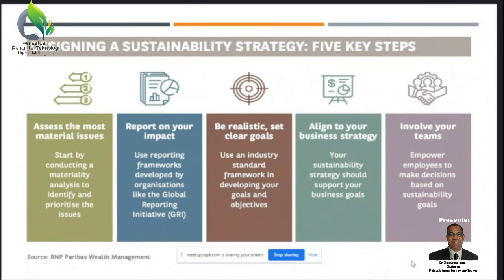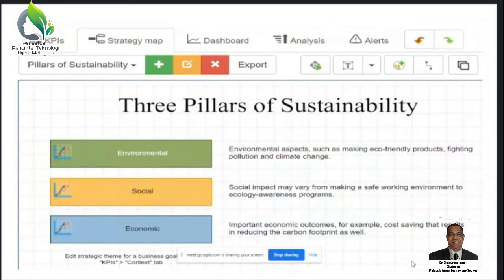And finally, involve your team. That means the whole team who's working on this project should be involved. Empower employees to make decisions based on sustainability goals. Next, we look at the 3 pillars of sustainability.